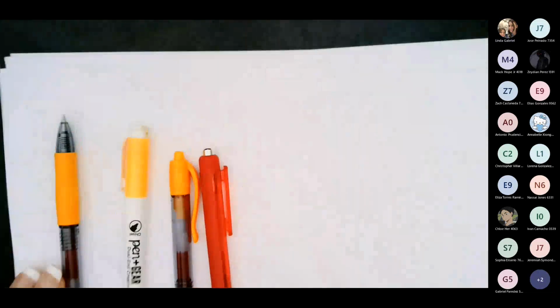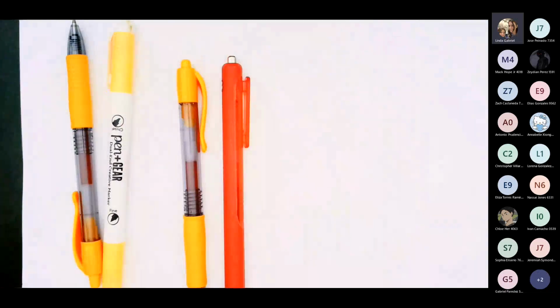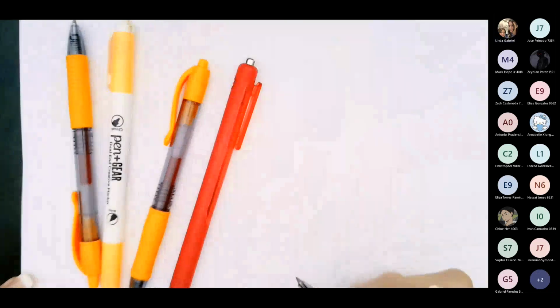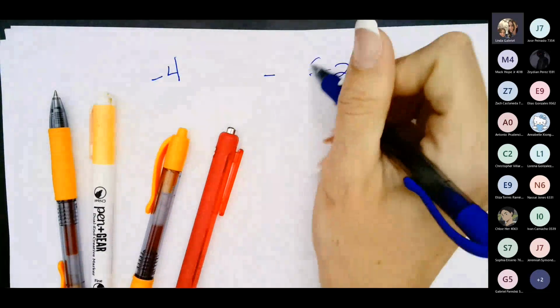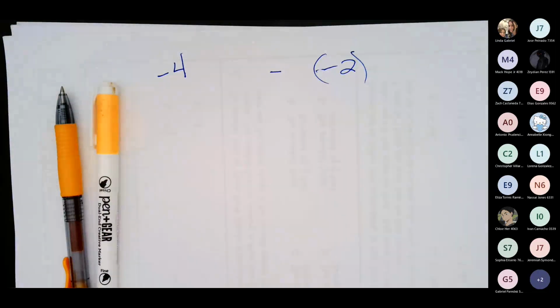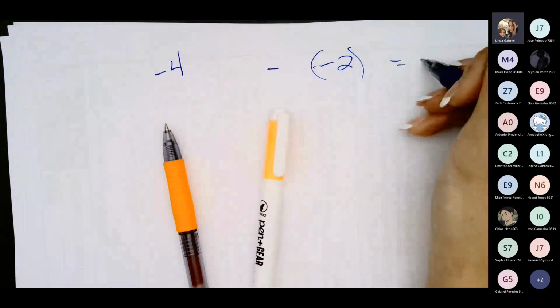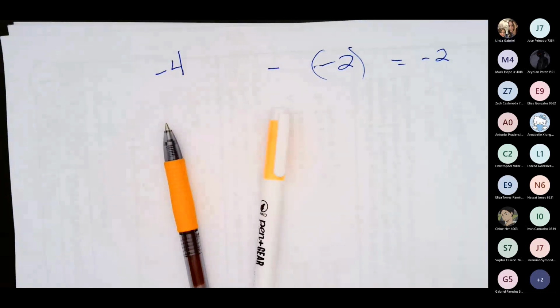Just look at it conceptually like this. If I have 4 negative pins, I'm going to take 4 negative pins, and I'm going to take away negative 2 pins, right? I'm taking away 2 of these negative pins. That gives me 2 negative pins left over, right? I still have 2 negative pins.